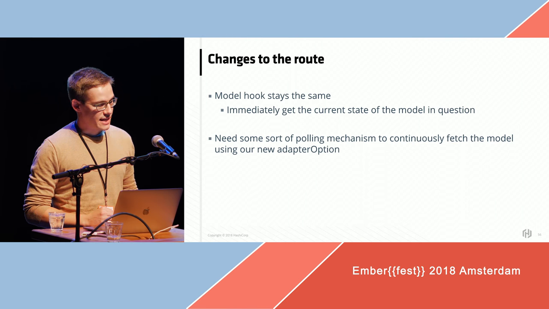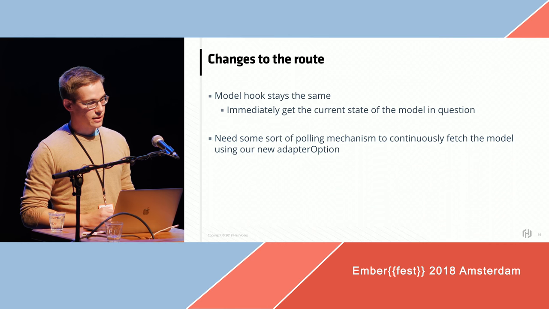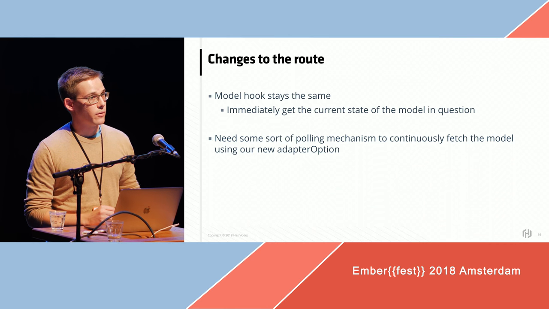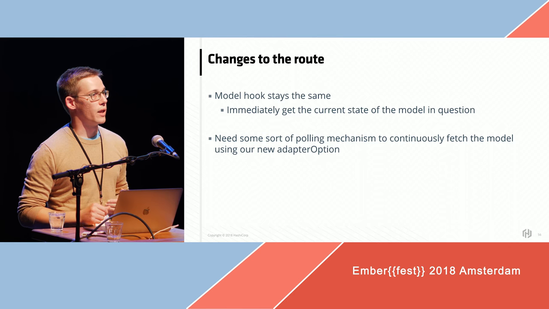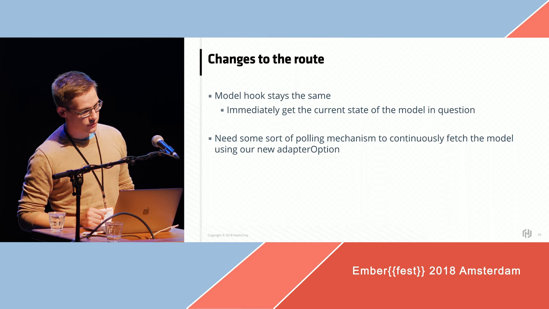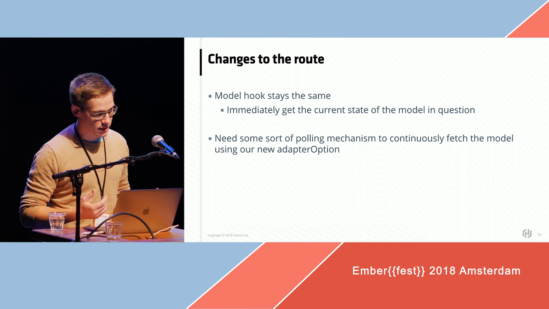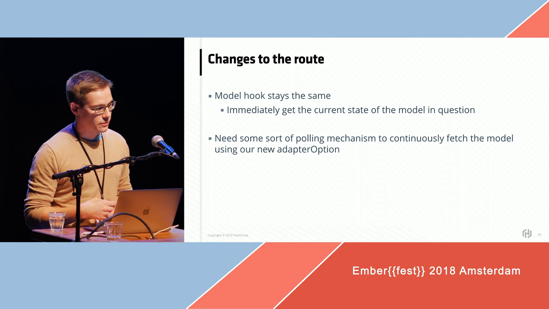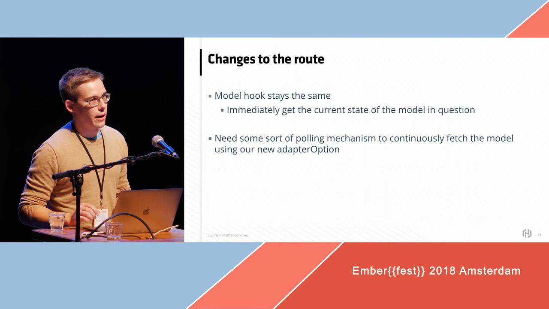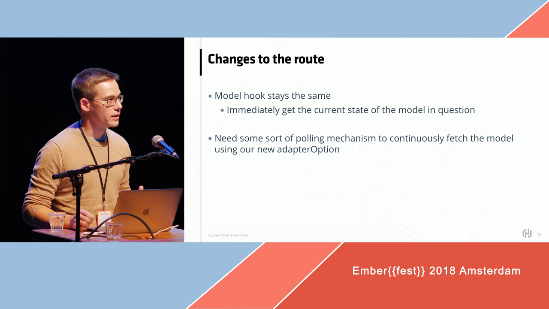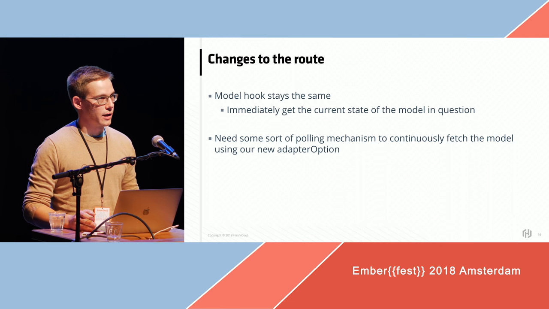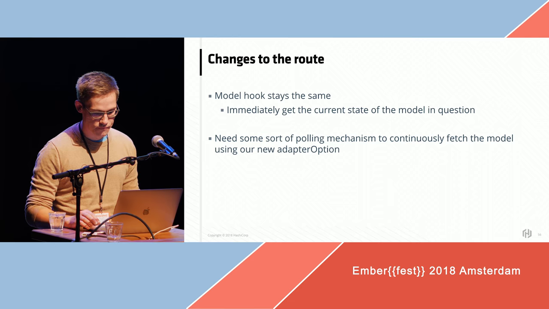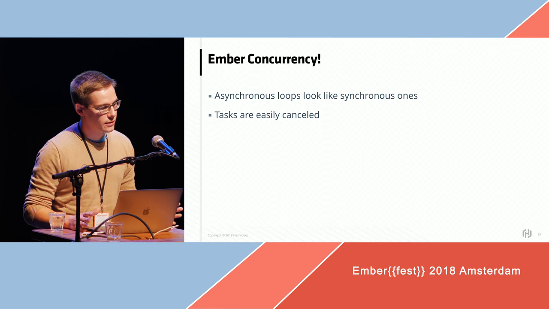The model hook is going to stay the exact same because we still want to immediately get the current state of the model in question. That way you immediately get a view, and then we're going to poll after the fact. So now we need some sort of polling mechanism to continuously fetch the model using our new adapter option. Well, I really like that while loop in Bash. I thought it was pretty easy to read, but unfortunately, curl blocks, and we can't write blocking code in our routes. So enter Ember Concurrency.